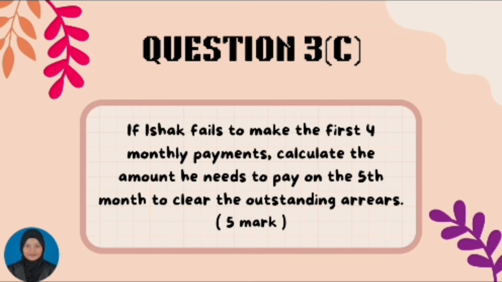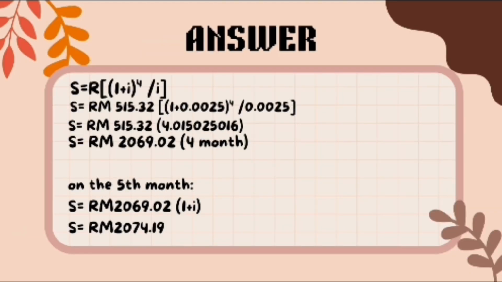Last, question 3c. If Ishaq fails to make the first 4 monthly payments, calculate the amount he needs to pay on the 5th month to clear the outstanding arrears. Now suppose Ishaq missed the first 4 monthly payments and wants to clear them on the 5th month. A common formula calculates the future value of 4 payments at the end of month 4 by using the formula S equals R[((1 plus i) to the power of 4 minus 1) divided by i]. So, we must clear the 4 months first, so you will get 2,069 ringgit and 2 cents.